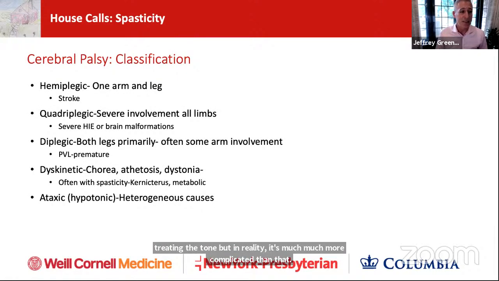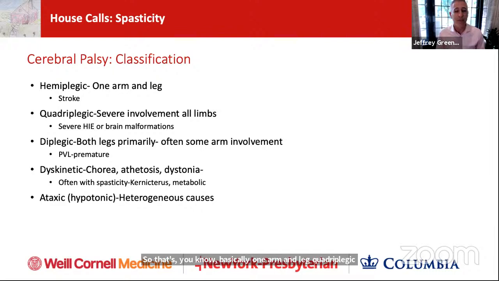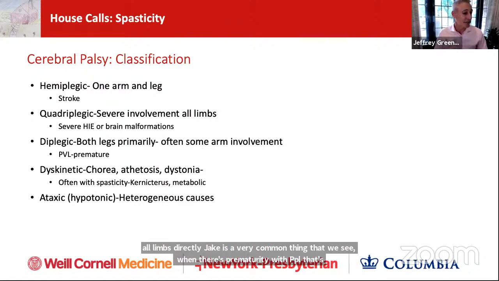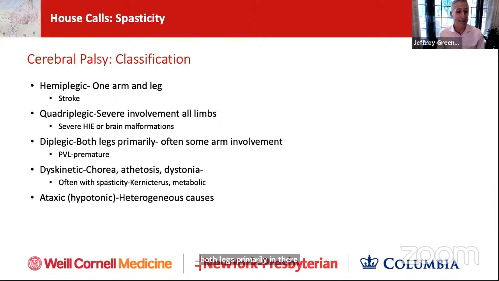Hemiplegic, so that's basically one arm and leg. Quadriplegic, that's severe involvement of all limbs. Diplegic is a very common thing that we see when there's prematurity with PVL. That's both legs primarily. And then there are these mixed ones that I was talking about earlier, right? Dyskinetic, choreas, where there's a little bit of a mix of spasticity with some movement disorders as well.